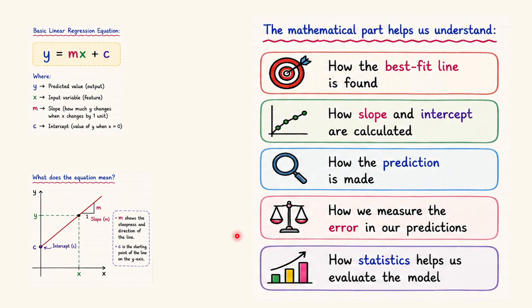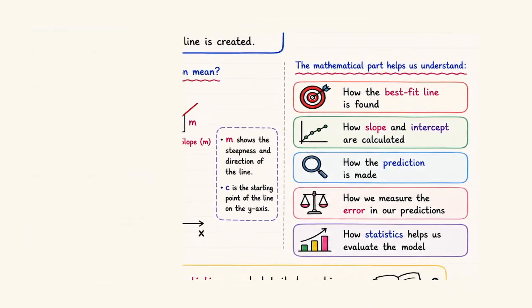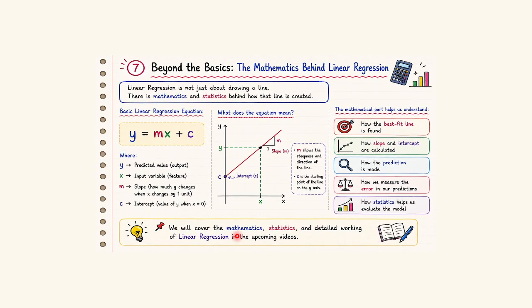This mathematical part helps us understand several things. First, how the best fit line is found. Second, how the slope and intercept are calculated. Third, how the prediction is made. Fourth, how we measure the error in our prediction. And finally, how statistics helps us evaluate the model. So there is mathematics and statistics behind linear regression. This is all about the equation behind linear regression.